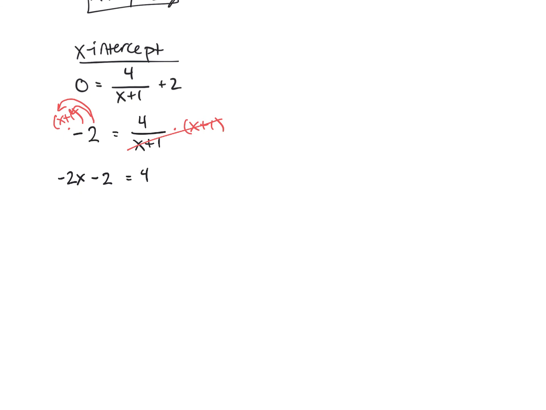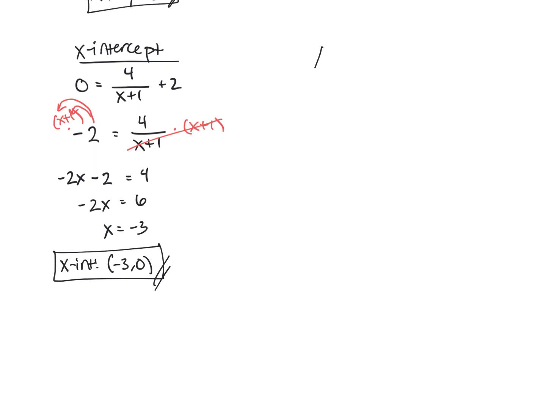I'm going to add 2 to both sides. So I get negative 2x is equal to 6. Then from there, I'm going to divide both sides by negative 2, and I get x is equal to negative 3. Not done yet. I still want to write it as a point. So we'll have our x-intercept is (negative 3, 0). Almost done. One more feature left to find. That's going to be our y-intercept.